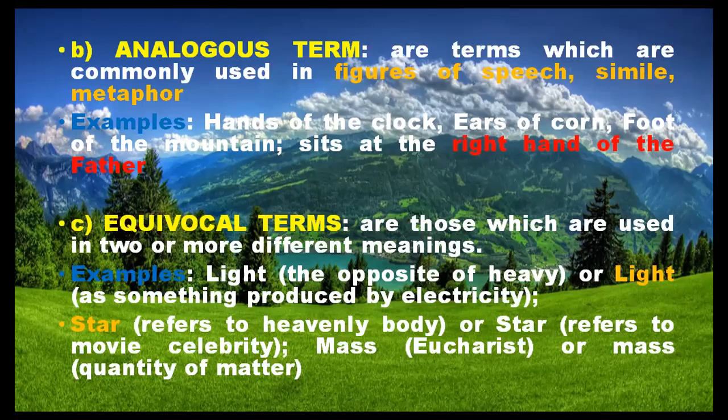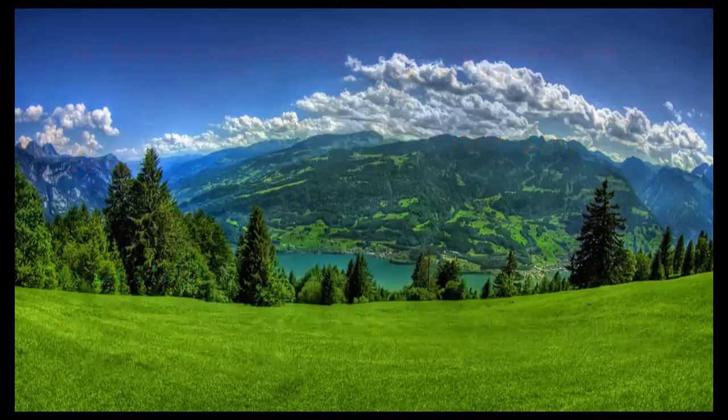Or when we say mass, if it is in capital, it means the holy mass or the Eucharist, the body and blood of the Lord. Or when we say mass na hindi naman capital, it means quantity, or the number of matter. Sabihin natin mass of people, no? Yan, masa. Daming meaning yan. So, sa grammar, mayroong mass noun, mayroong count noun. So, we have the analogous term, the univocal term, and the equivocal term. Okay. Next, we go to the next one.